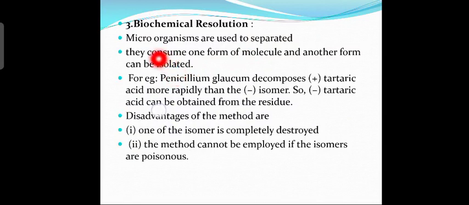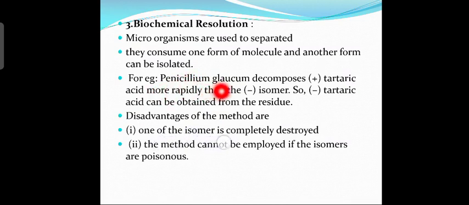Now, what is the essential characteristic feature of microorganisms? They will consume one form of the molecule, either the dextro form or the laevo form, leaving the other form intact. Suppose it consumes the positive, dextrorotatory compound, you are left in the solution with only the laevorotatory compound. That is the meaning. So they consume one form and the other form can be isolated. An example is being given here.